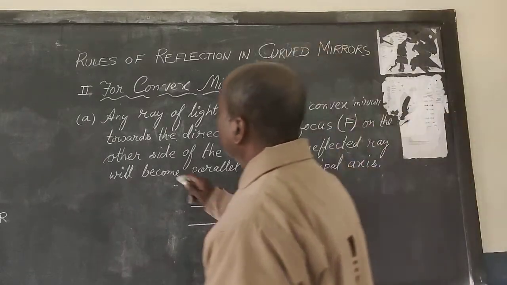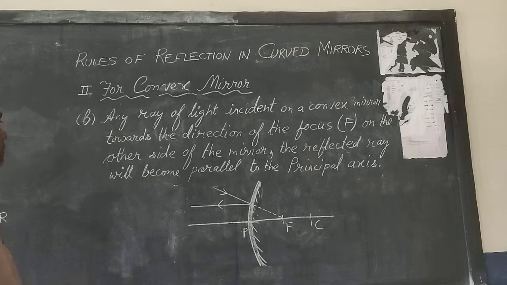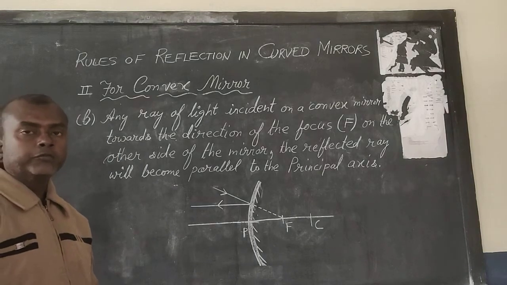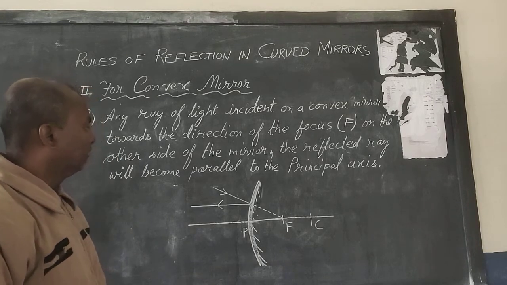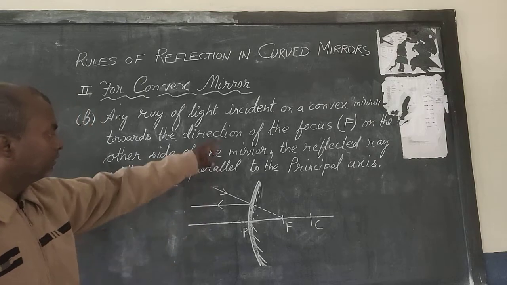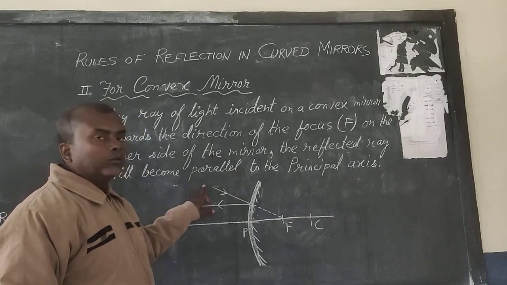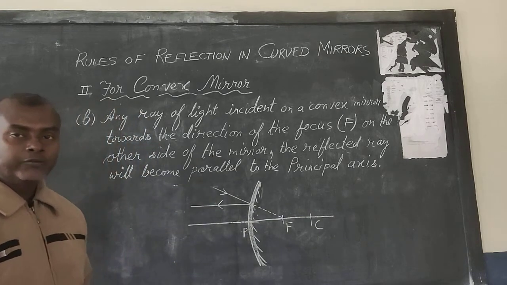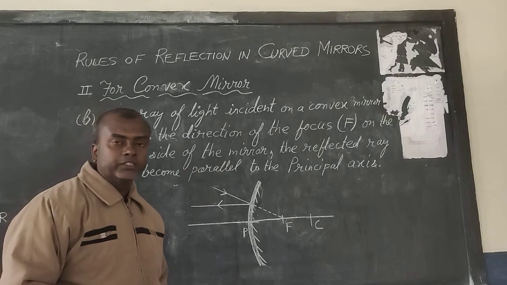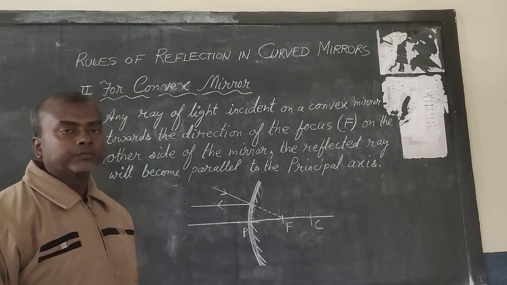Okay, now the second rule for convex mirror is the opposite of the first rule. Now this second rule, let me explain through the diagram given over here. This is the convex mirror, principal axis. Now, the position of the arrows have reversed. If you have seen the first diagram, in the second diagram, the position of arrows have reversed now.